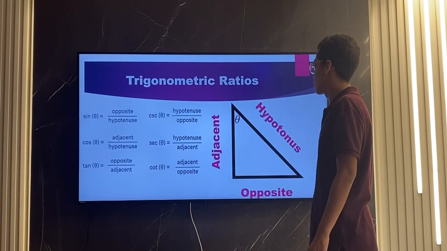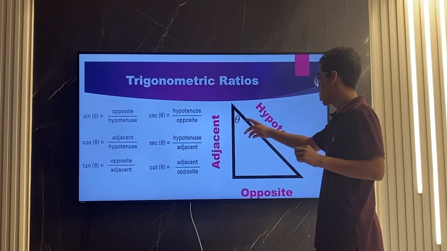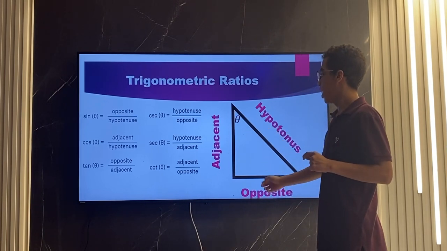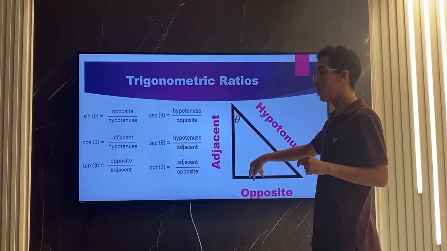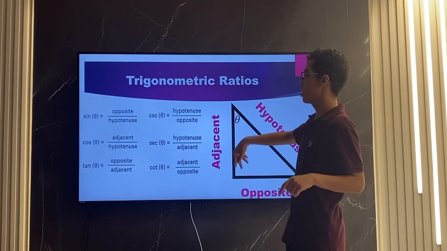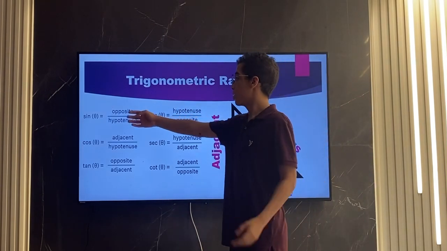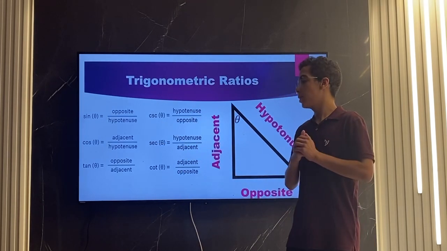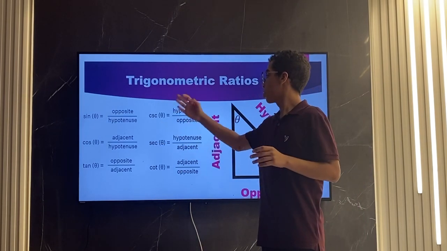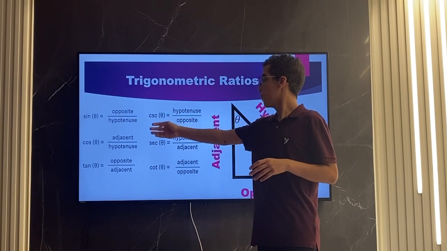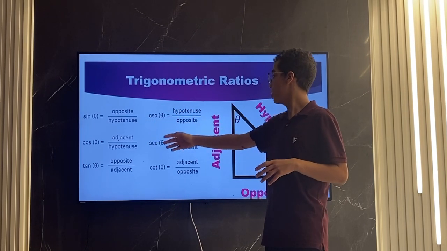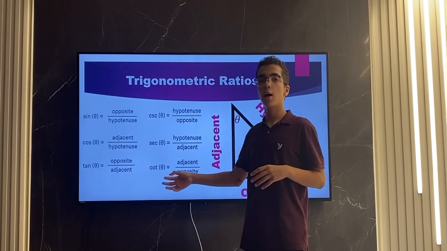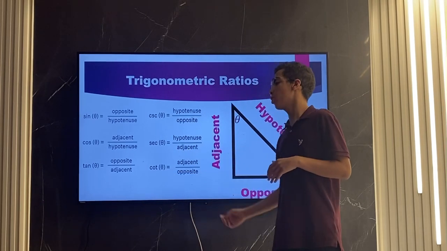Trigonometric ratios. The side opposite to theta is called the opposite, and the side opposite to the right angle is called the hypotenuse, and the other side is called the adjacent. Sine equals opposite over hypotenuse, cosine equals adjacent over hypotenuse, and tan equals opposite over adjacent. Cosecant is the reciprocal of sine, and secant is the reciprocal of cosine, which is hypotenuse over adjacent, and cotan is the reciprocal of tan, which is adjacent over opposite.